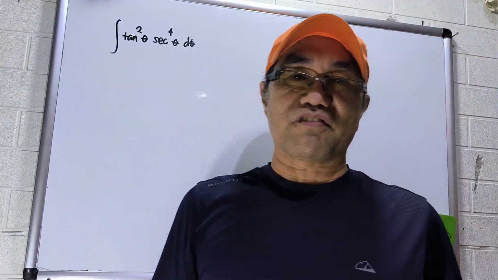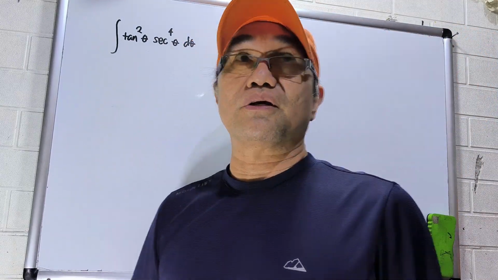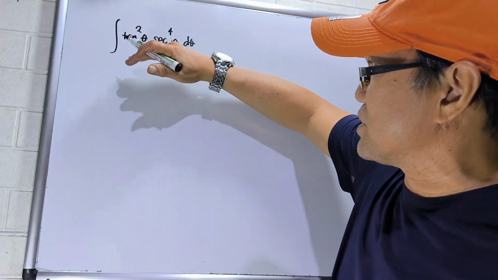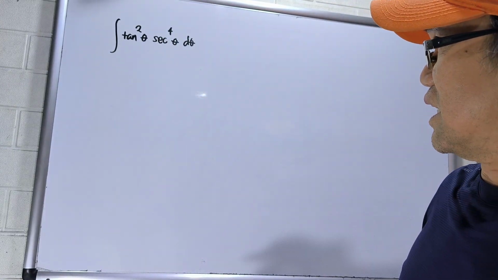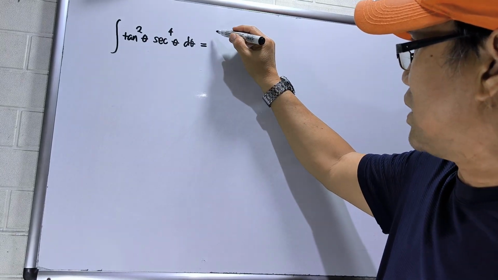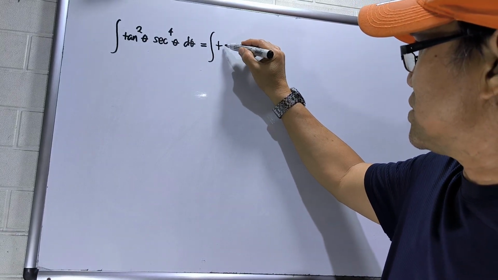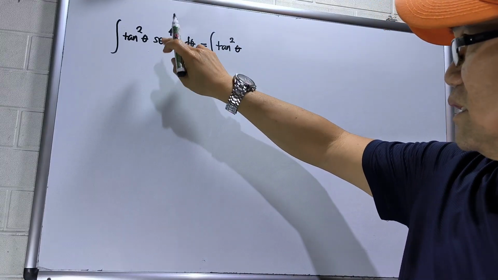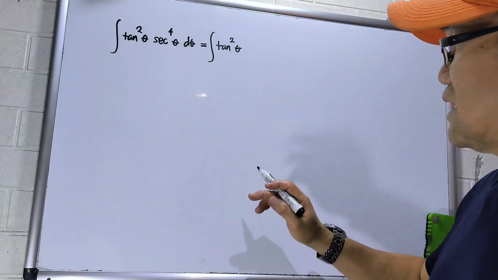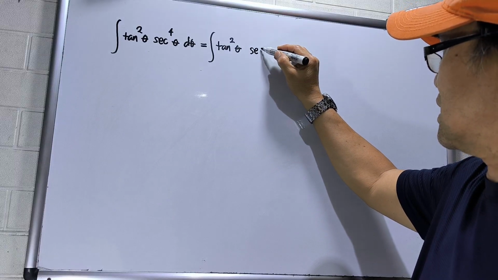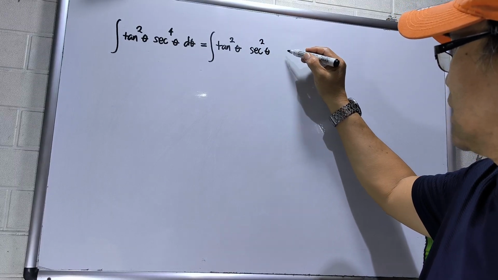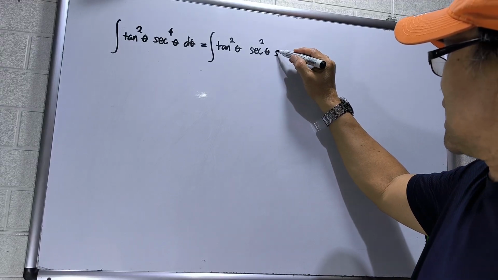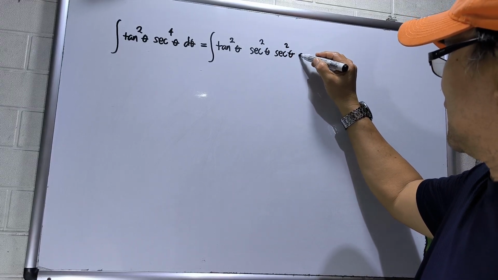This is trigonometric function by integration. So I have here the integral of tangent squared theta times secant to the fourth theta d theta. So I will simplify this one. This will be tangent squared theta. Then I will split secant to the fourth theta, so I can do this one as secant squared theta times secant squared theta d theta.